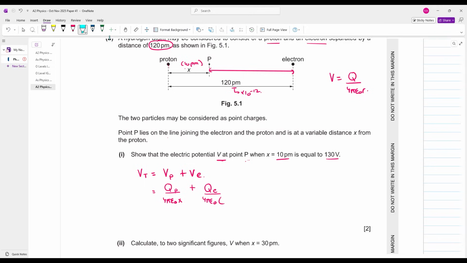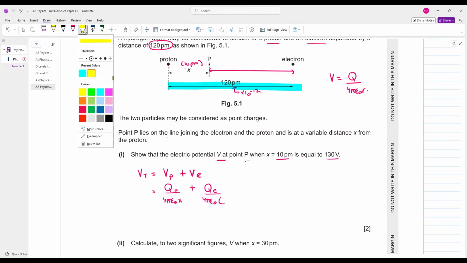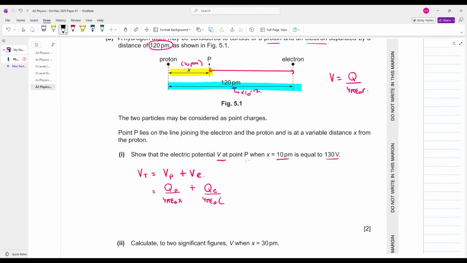Or let's do one thing. This total distance is 120 picometer. Out of this 120 picometer, this distance is 10. What is this remaining distance? This remaining distance is 110 picometer. What will come here? 110 into 10 raised to the power of minus 12, because the power of pico is 10 raised to the power of minus 12.